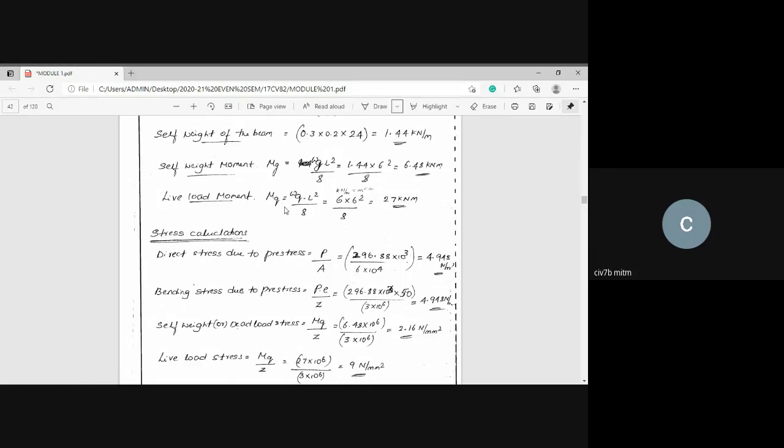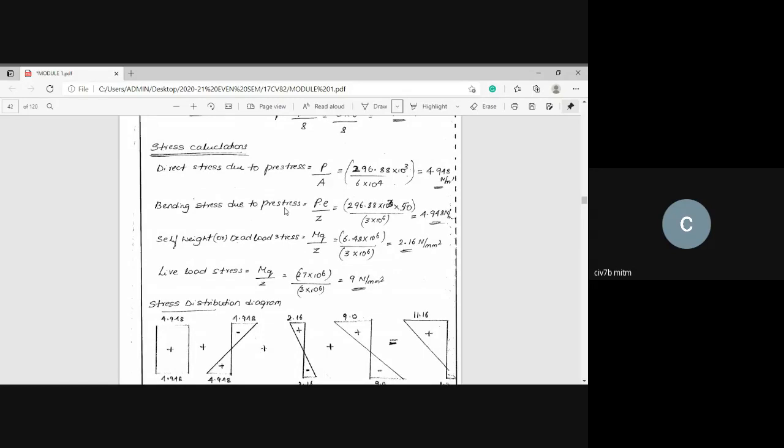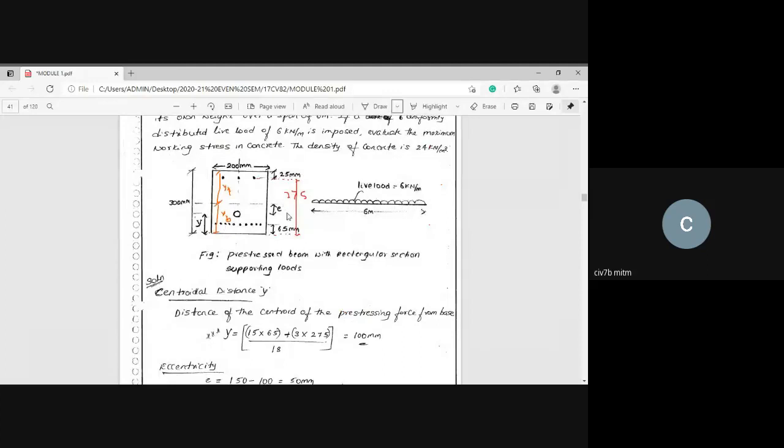Next, let me move on to the next. Okay, the next is calculating the stresses. So in yesterday's class, I clearly mentioned that, based upon the pre-stressing induced, you need to apply the stress formula. Now, the very first thing is, it is eccentric pre-stressing. And one more thing, this particular section is subjected to the live load.